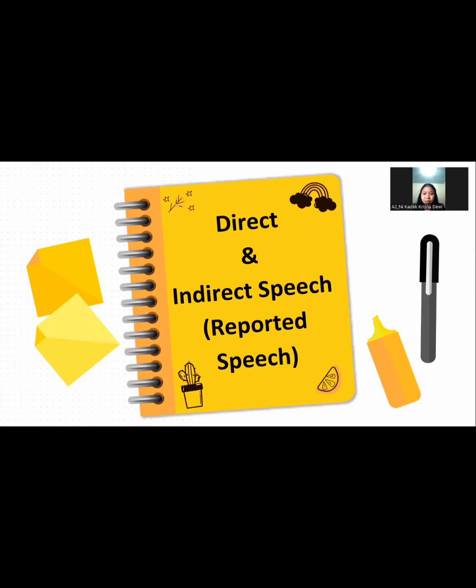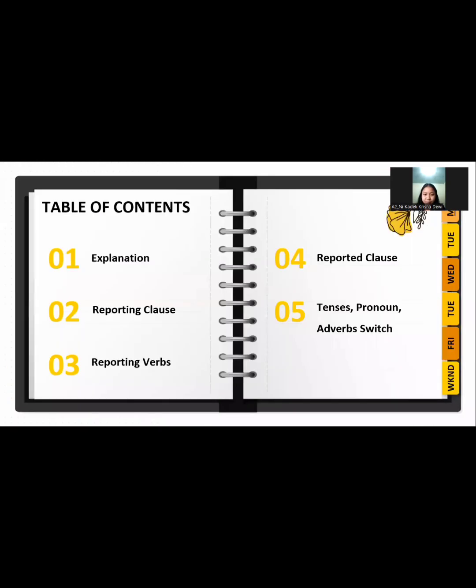Today I will tell you about direct and indirect speech. This is the table of contents. Number 1 is explanation. Number 2 is reporting clause. Number 3 is reporting verb. Number 4 is report clause. And the last is tense, pronouns, and adverb switch.